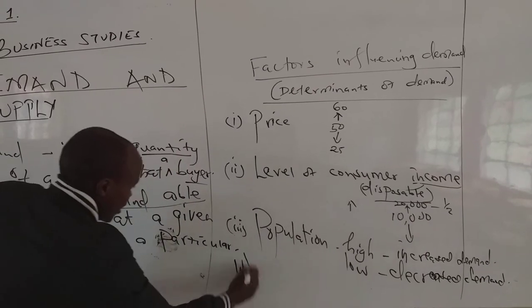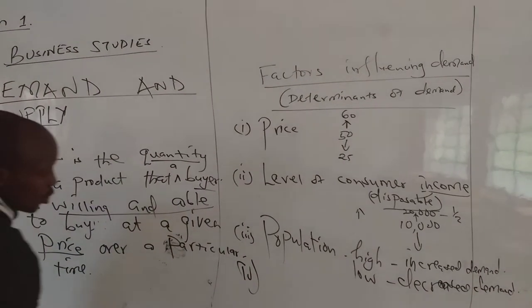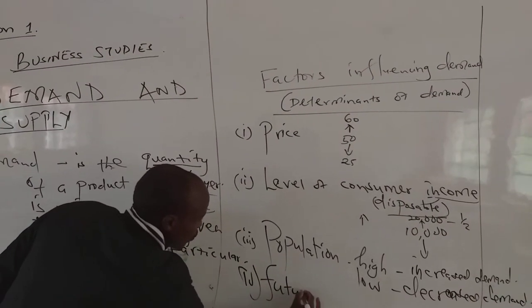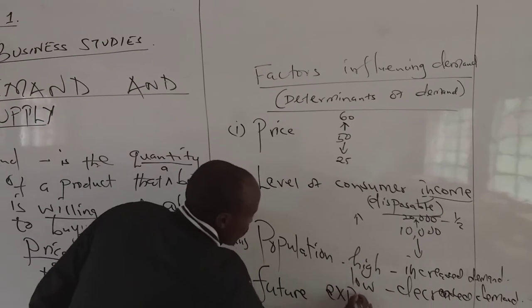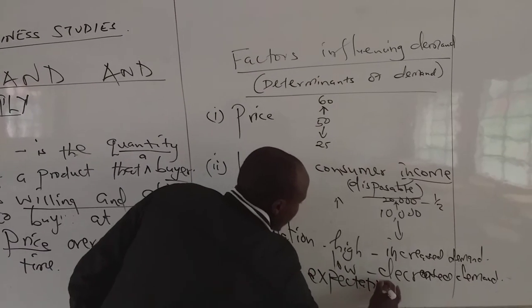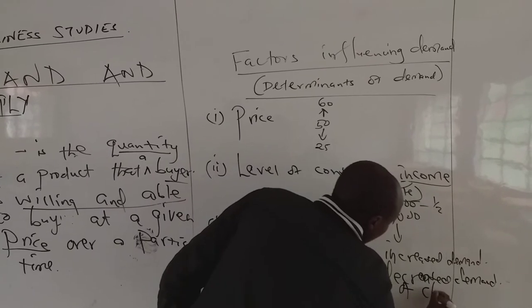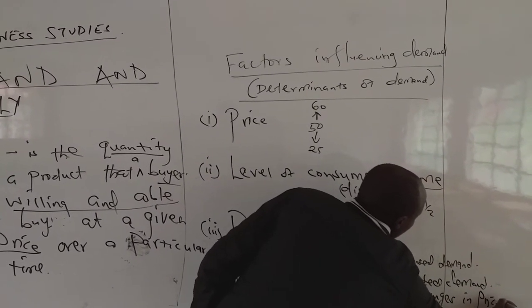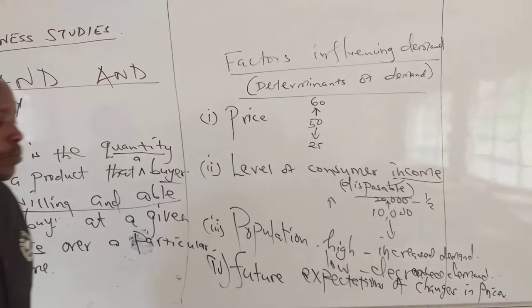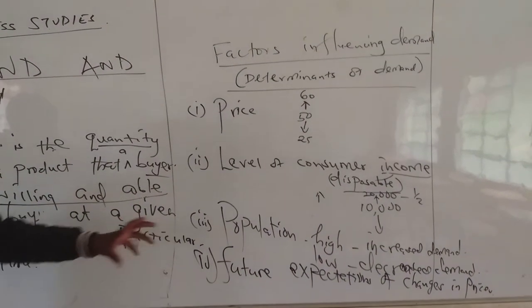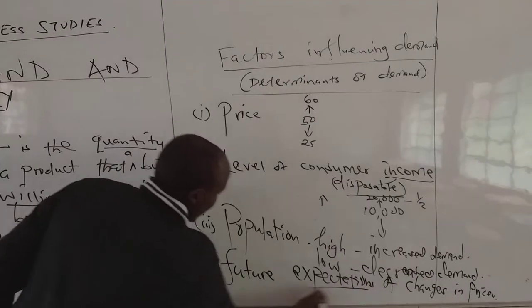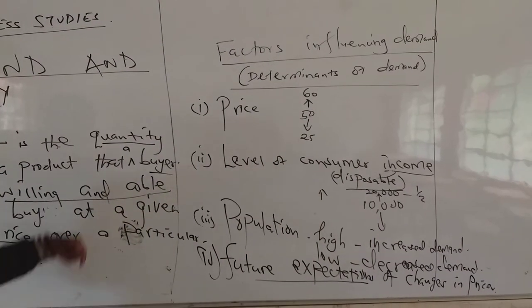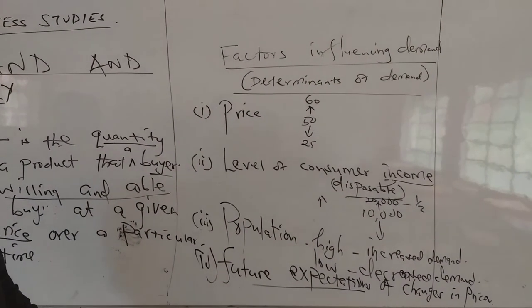So if the population is low, then here we have what we call decreased demand. Point number four, let us look at future expectations of changes in prices. Here we are trying to look at the future. What does the future say? So we are in the present.